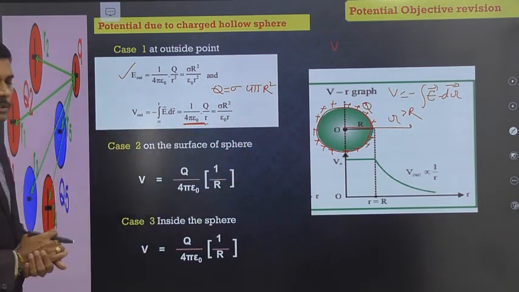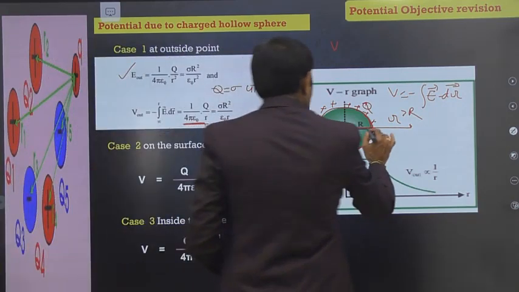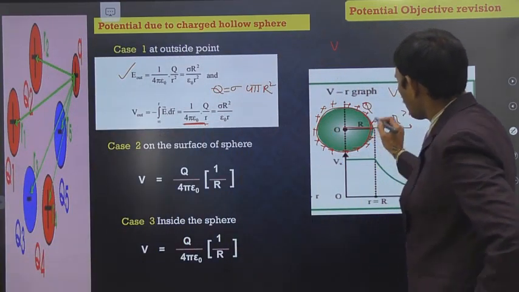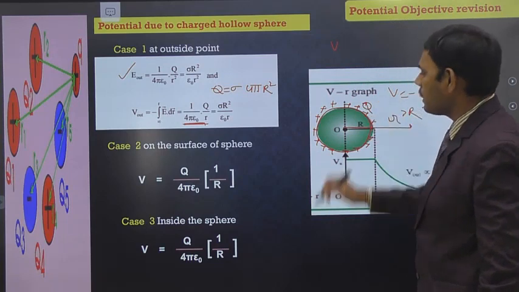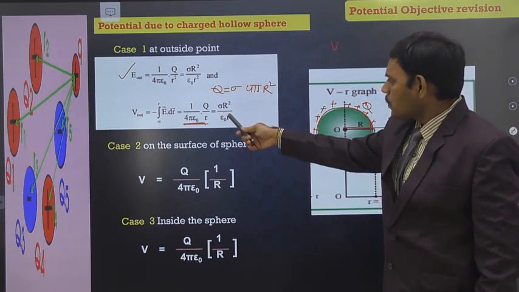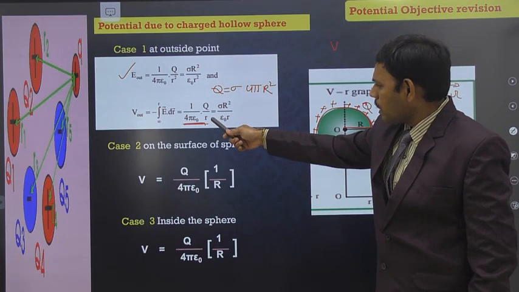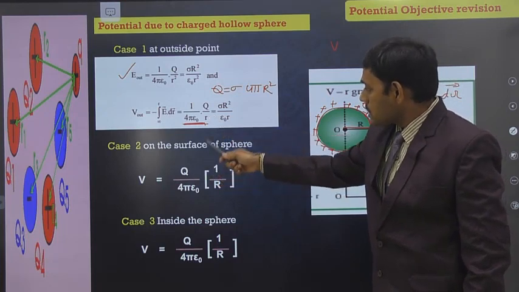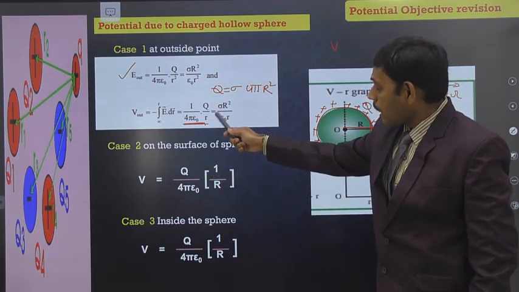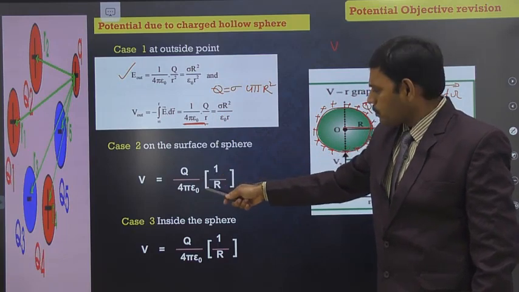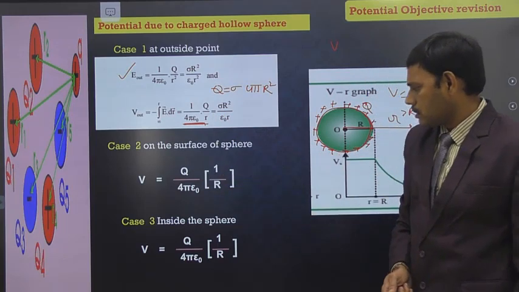Next comes to the surface. When you come to the surface, small r becomes capital R. Small r, the exact distance of the point, is equal to the radius. So in this formula, replace small r by capital R, so that the potential on the surface of the hollow sphere is q by 4 pi epsilon naught into 1 by capital R.